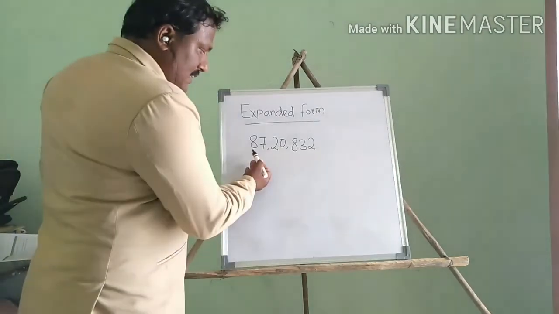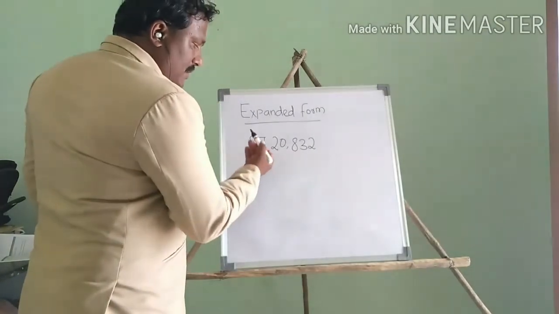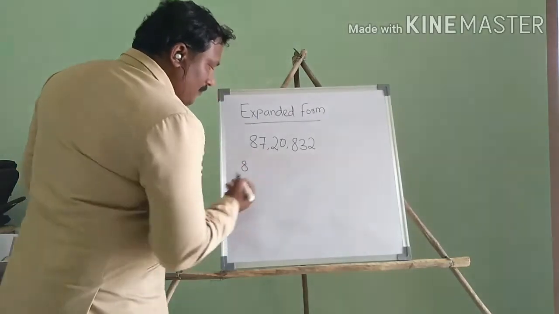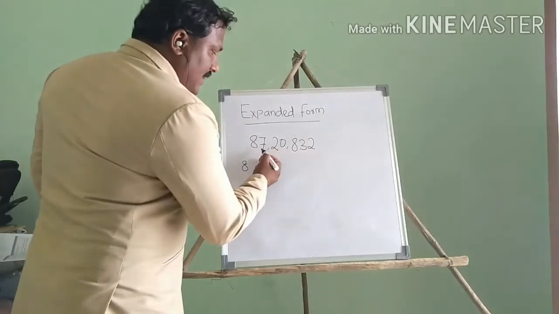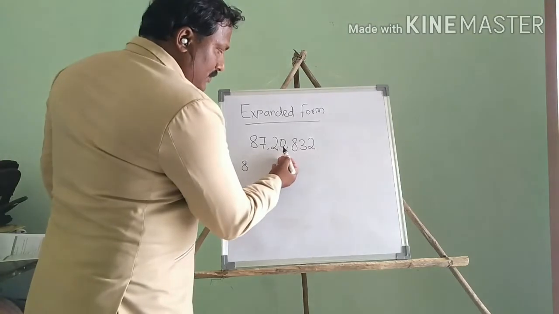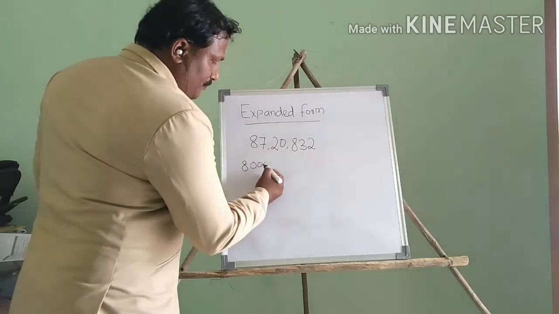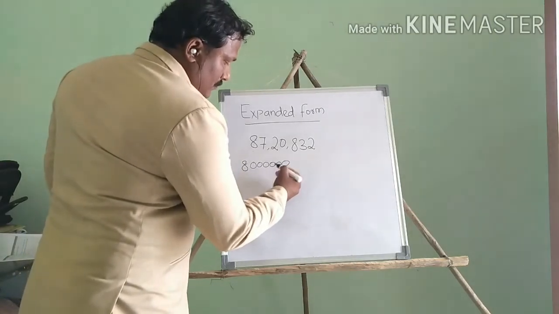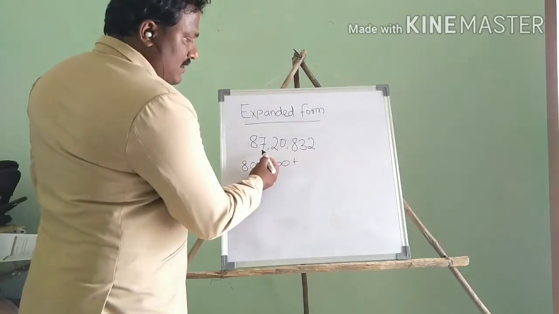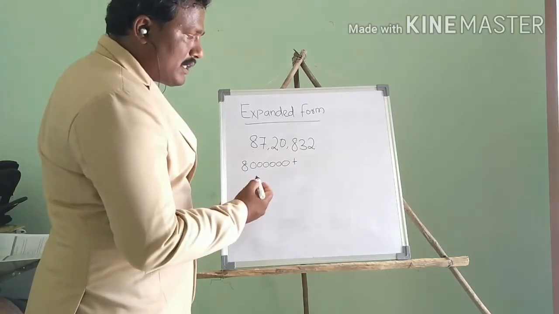First I take the first number from left to right. I take 8 first. After 8, how many digits are there? You have to count it. So 1, 2, 3, 4, 5, 6 digits are there. So I will put 6 zeros. Plus. Now I will take 7. After 7, how many digits are there? You have to count and put that many zeros.